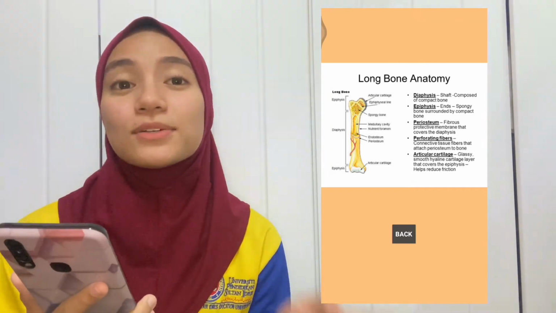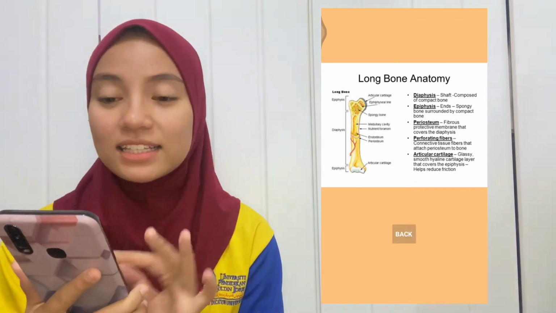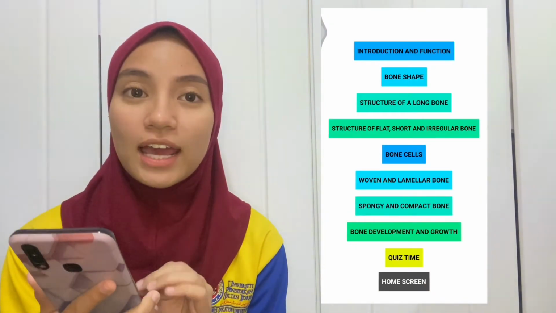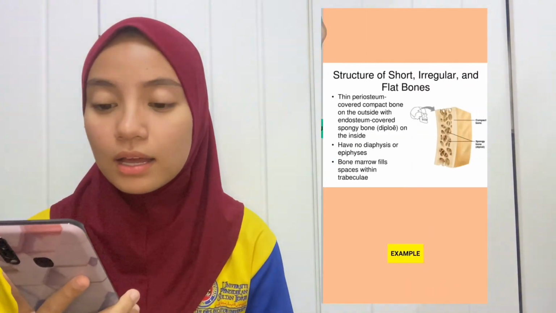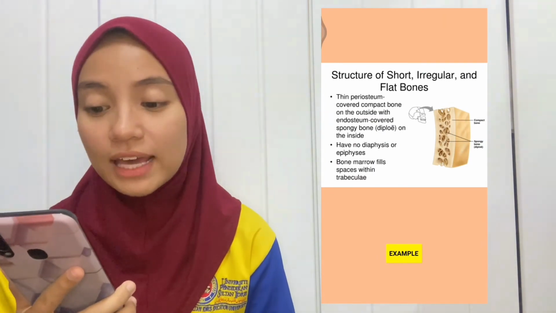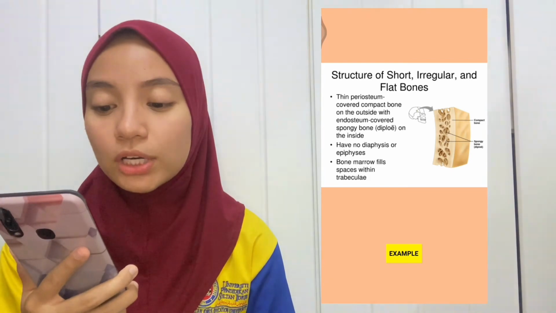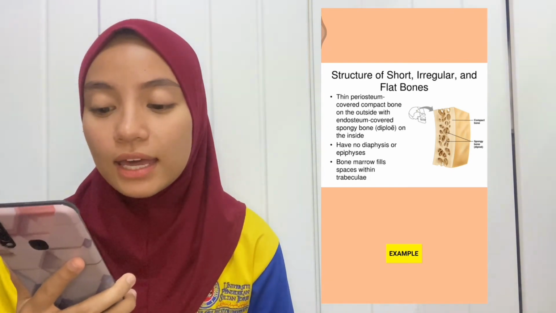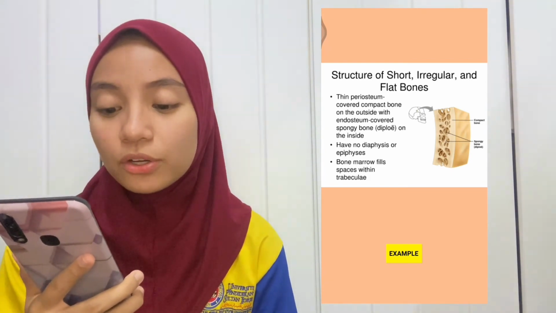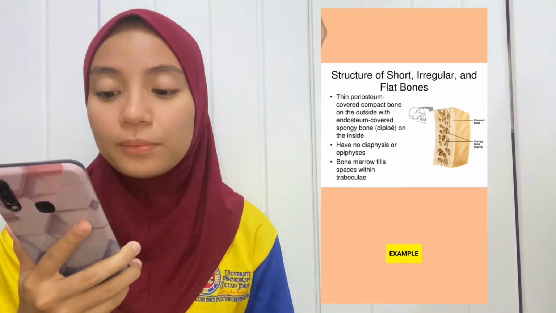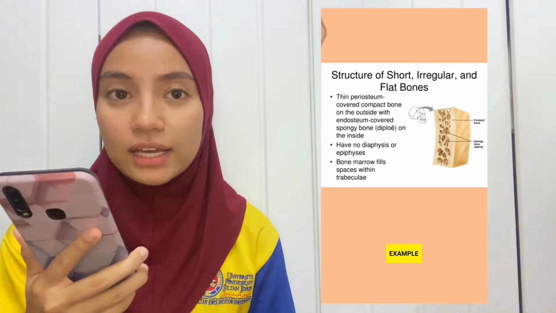So we need to press the back button again, and we choose structure of flat, short, and irregular bone. Structure of short, irregular, and flat bone. Thin periosteum covers compact bone on the outside, with endosteum covering spongy bone on the inside. They have no diaphysis or epiphysis. Bone marrow fills the space within the trabeculae.